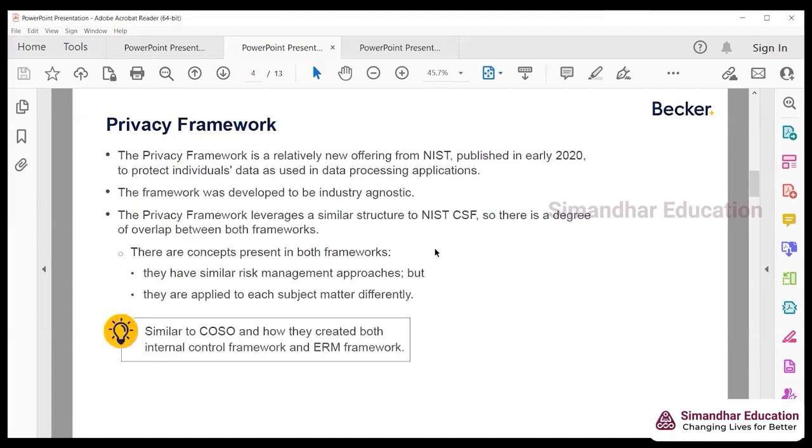So the cybersecurity framework was a little bit older, and this privacy framework is newer. It came in 2020. Why do you think? What was the need of this privacy framework? Any idea? Privacy. I hope you guys are at least a little bit familiar with the term privacy. So why do you think a privacy framework was the need of the hour and they came up with this?